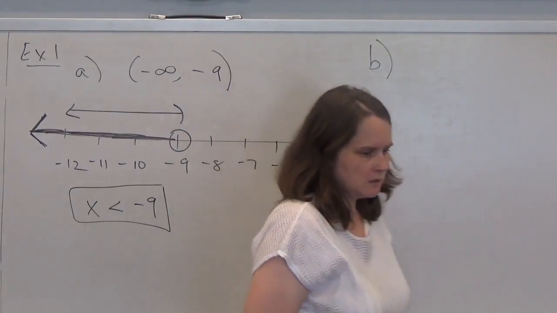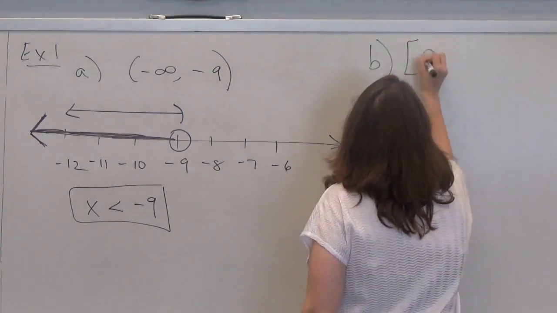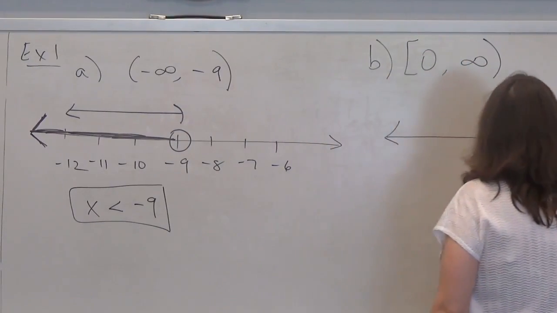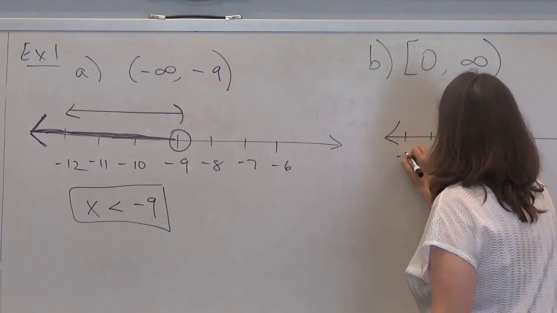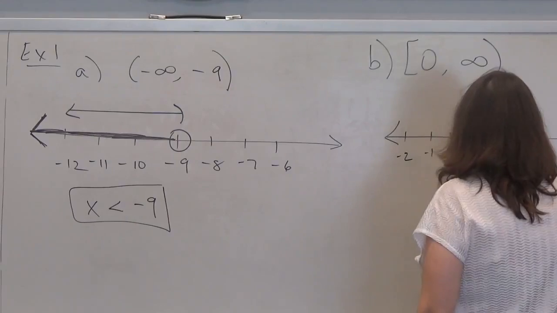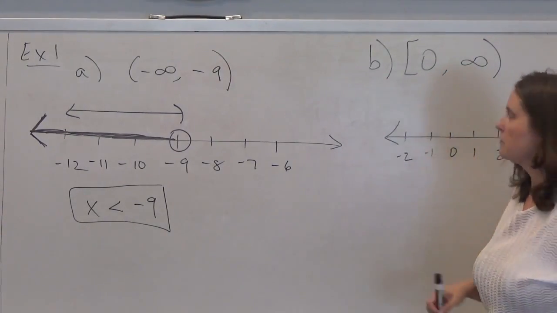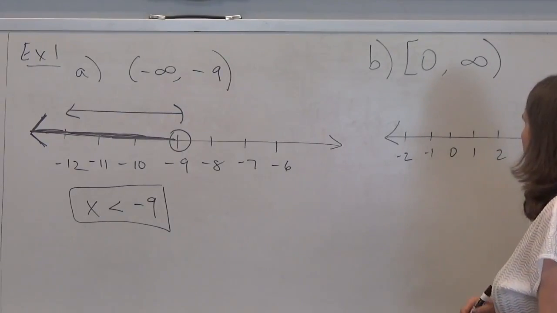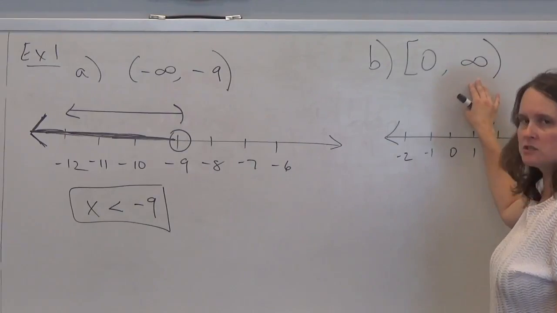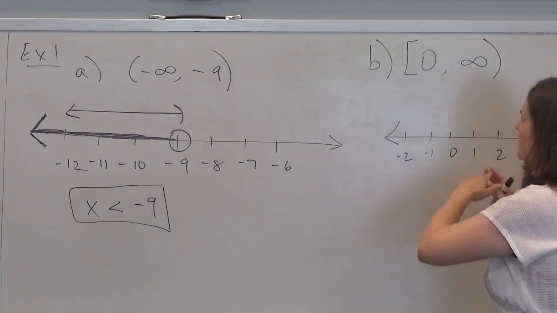Let's look at part B. We have square bracket 0, comma, infinity. Okay, so I'm not going to put a large number line, that's not necessary. All right, I just need this number and a few numbers around it, and that's enough. I need to shade everything from 0 to positive infinity. Again, interval notation is always read from the left to the right, just like the number line is read from the left to the right.